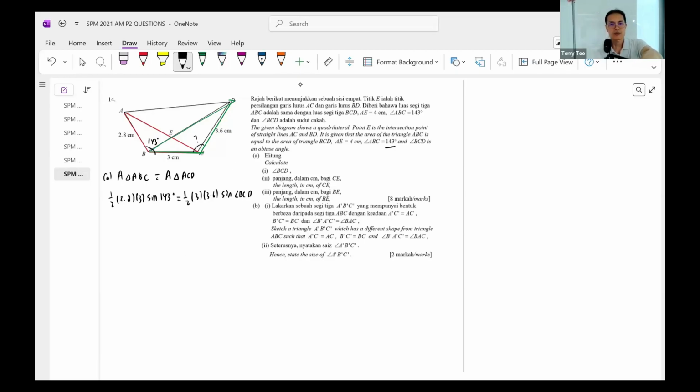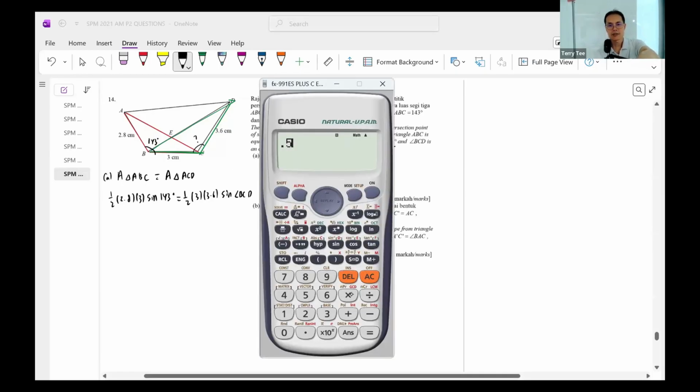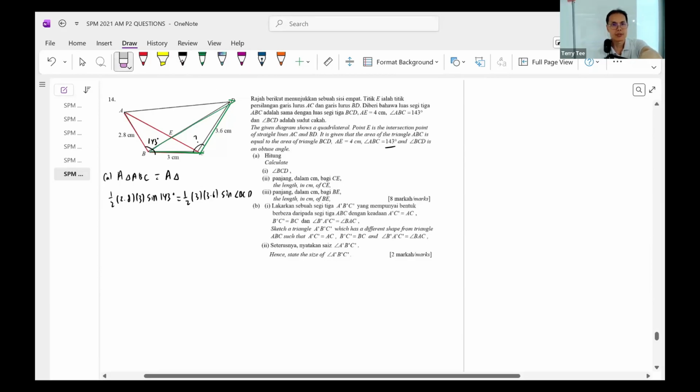Okay, so let's calculate that. The first one is half times 2.8 times 3 times sine 143. This is calculated in degree mode. Sometimes we use radian, but here degree mode. You don't have to count this one by one, you can do it straight away. Did I count only BCD? I wrote this wrongly. This is BCD.